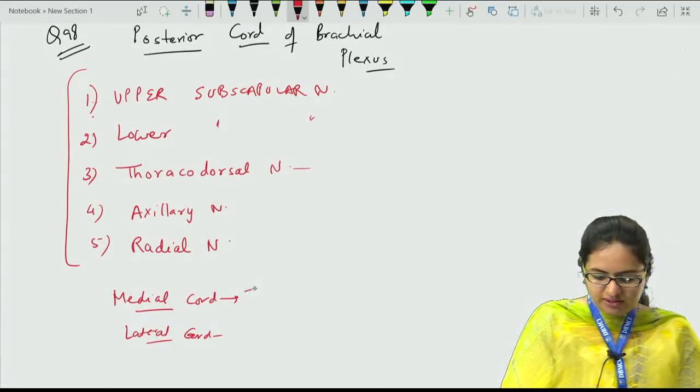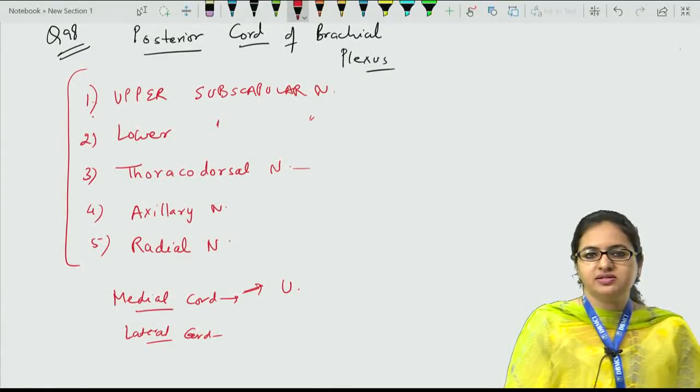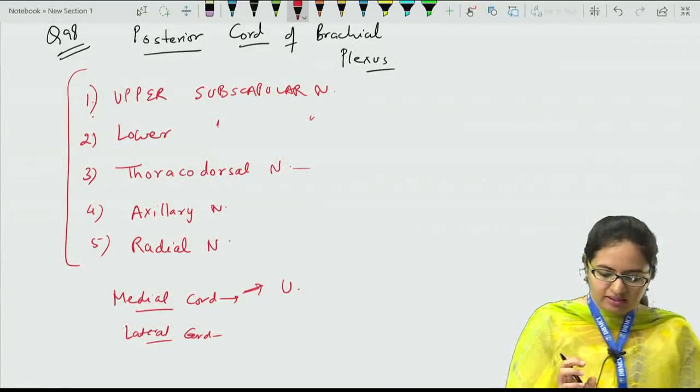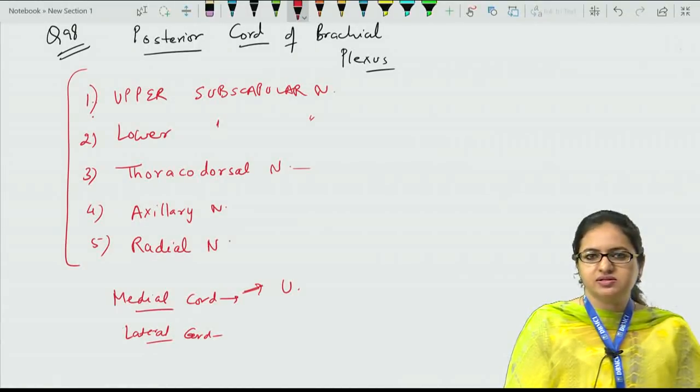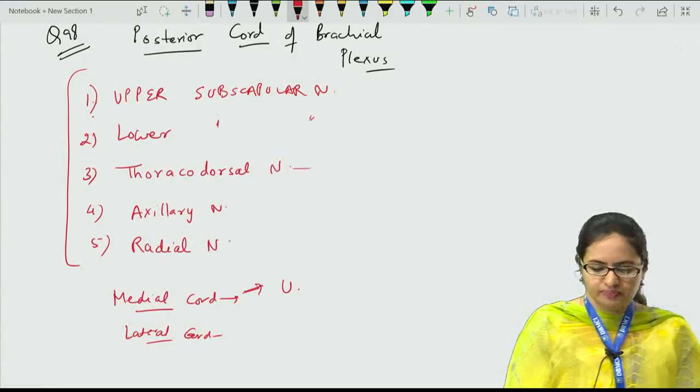The medial cord gives the ulnar nerve as well as a root to the median nerve. The ulnar nerve supplies the muscles of the forearm, specifically the flexor carpi ulnaris and the medial half of flexor digitorum profundus, and supplies mainly the muscles of the hand. The lateral cord has one of the main nerves, the musculocutaneous nerve, which supplies the muscles of the anterior compartment of the arm.